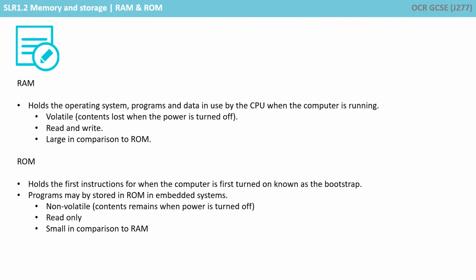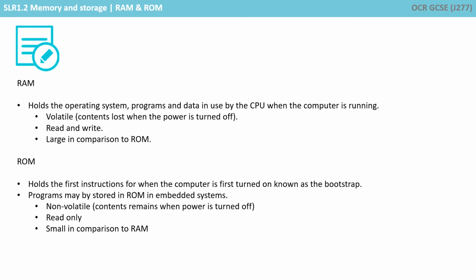So let's just recap what we've learnt. Although both ROM and RAM contain instructions and data for the computer, that is where the similarity ends. The key difference is that RAM holds the operating system, programs and data in use by the CPU when the computer is running. It is volatile. The contents are lost when the power is turned off. It's read and writable, and it's large in comparison to ROM.